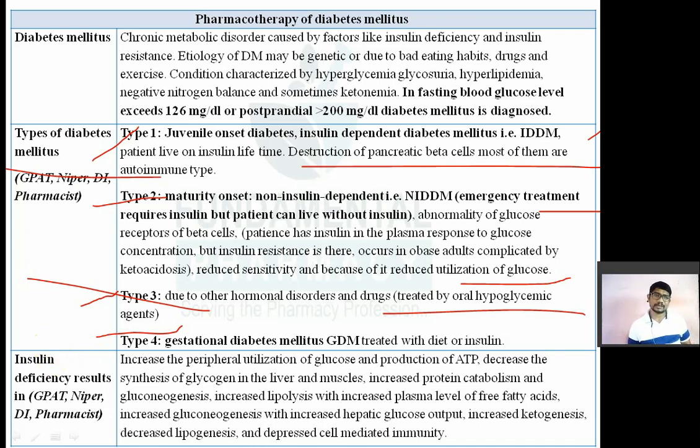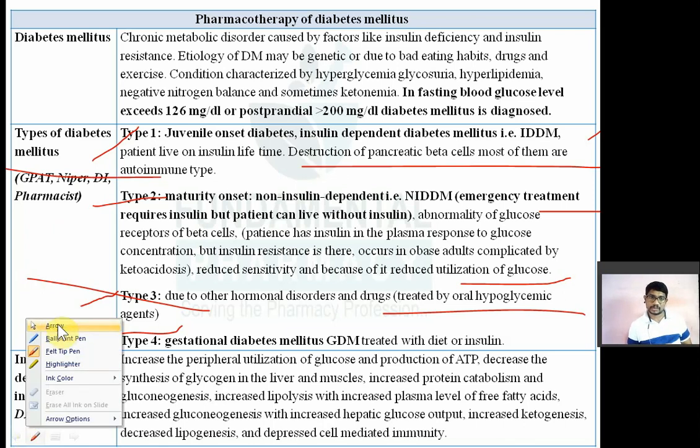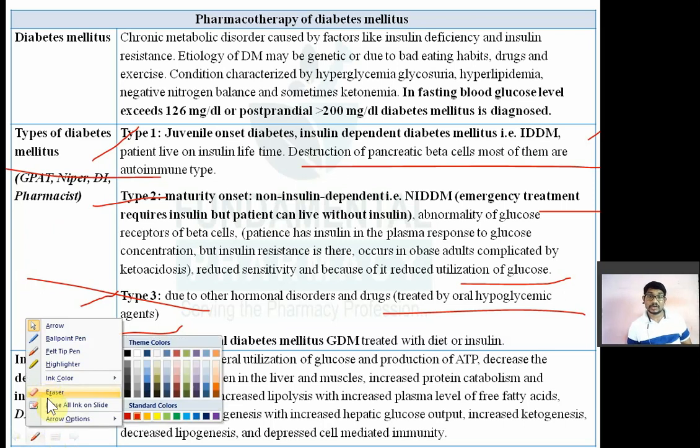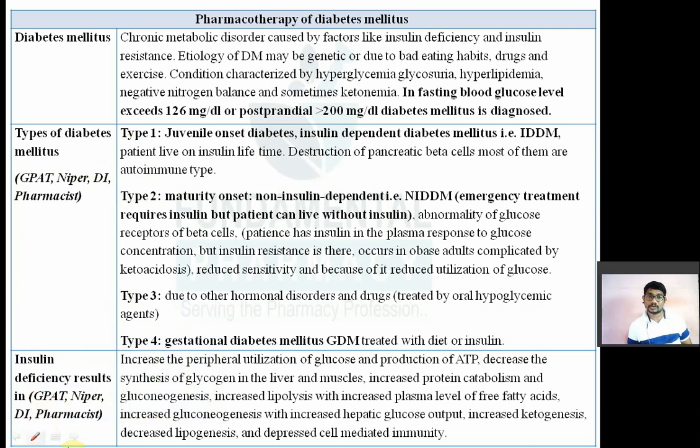So these are the four types of diabetes mellitus: type 1, type 2, type 3, type 4. Type 1 is insulin dependent, there is a requirement of insulin. Type 2 is non-insulin dependent, meaning there is insulin but resistance is there. In type 1, the patient requires insulin for a lifetime. In type 2, the patient does not require insulin, so it can be treated with oral anti-hyperglycemic drugs, or in exceptional cases you may require insulin in an emergency.